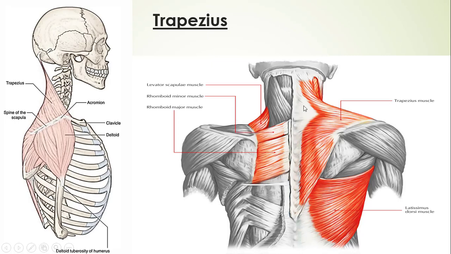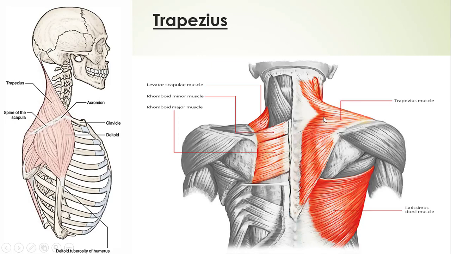Now trapezius is flat triangular in shape. And anytime we say a triangle, we should describe the base, the apex, and the fibers: upper fibers, lower fibers, and middle fibers. And why is it called the trapezius? Because the trapezius on the right side, along with the trapezius on the left side, form a trapezoid shape.